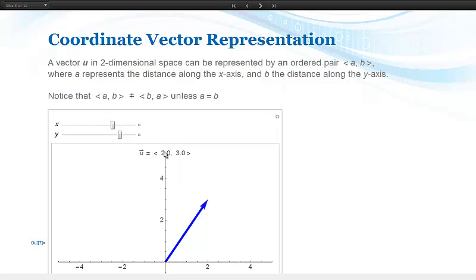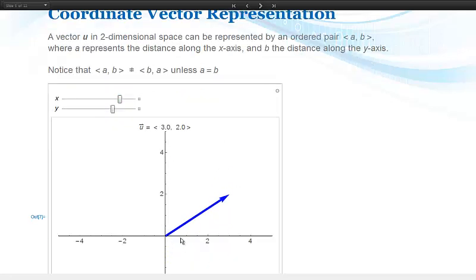Here's a vector with coordinates 2, 3. It means go over 2 in the x direction and up 3 in the y direction. And that's a completely different vector than the vector 3, 2, which goes over 3 in x and up 2 in y. So that's why they were called ordered pairs, because 3, 2, for example, is not the same as 2, 3.